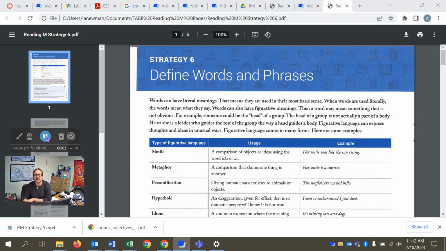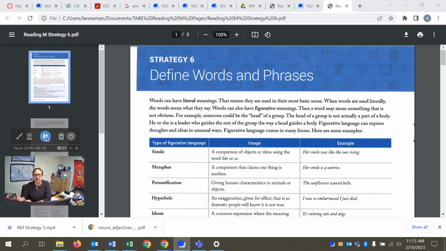We are ready to start strategy 6 of TABE Reading M, and we've hit a bit of a milestone. We actually finished the first unit on main ideas and supporting details, and now we're ready to delve into vocabulary in a big way. We've got, I think, about 3 lessons that are about defining vocabulary.